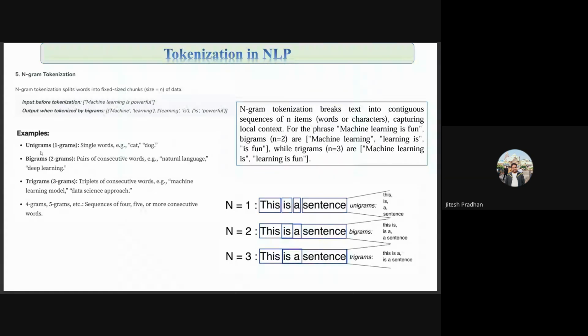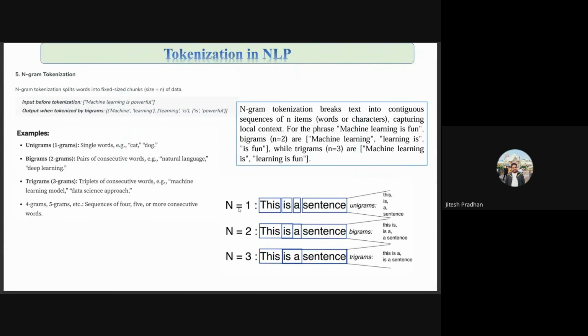Now, if you are using unigram, it will be straightforward single words, which is word level tokenization. If you are using bigrams, 2 grams, it will be consecutive pairs of words, for example natural language, deep learning. If you are using trigrams, it will be 3 consecutive words, for example machine learning model, data science approaches. Look at here, 4 gram, 5 gram, you can use whatever number you want. These are sequences of 4, 5 and more consecutive words. So these are n-gram examples.